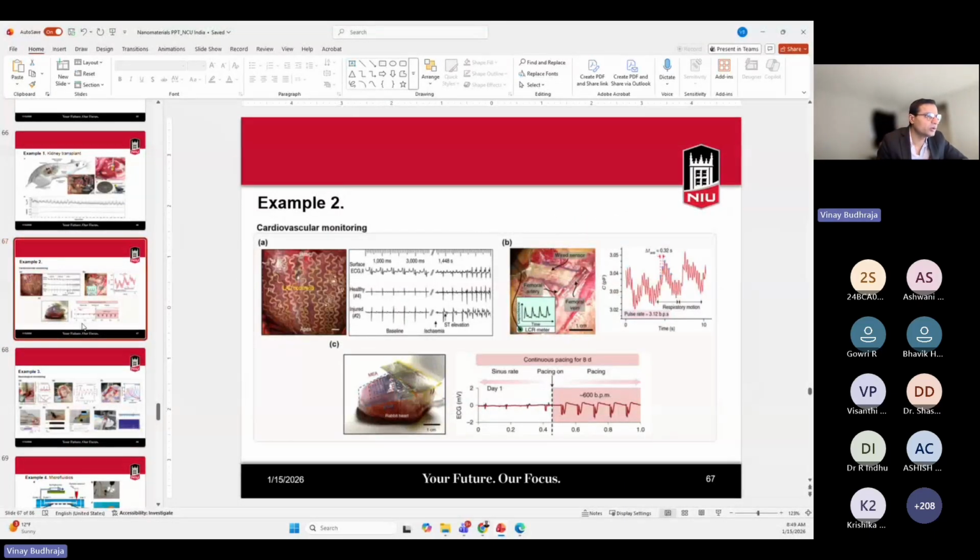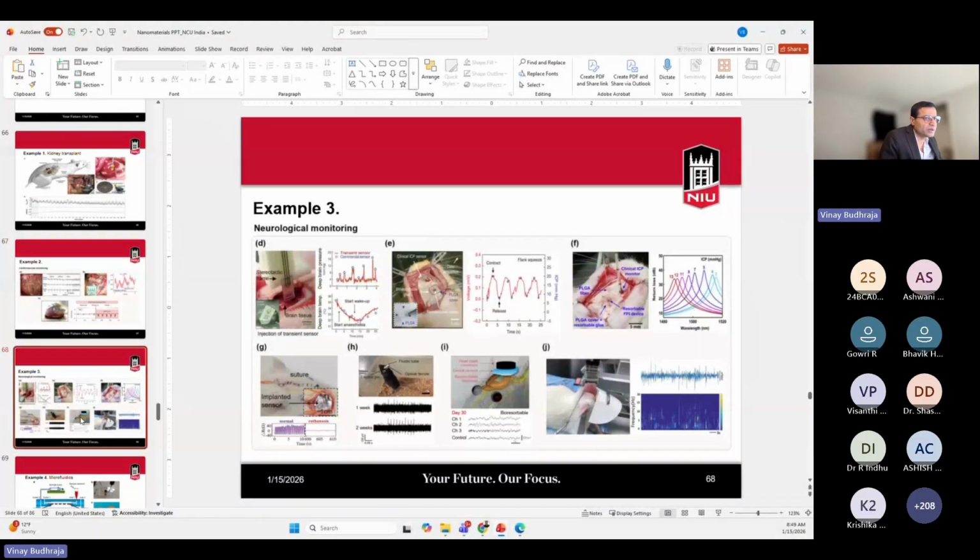Second is cardiovascular monitoring. Here you can see the sensor arrays, which are impedance-based sensors, so they change the impedance response. That is reflected in the Nyquist plot with respect to frequency, and the circuit uses an LCR meter. The sensor was fabricated from organic materials and used in biomedical applications, mainly for cardiovascular monitoring.